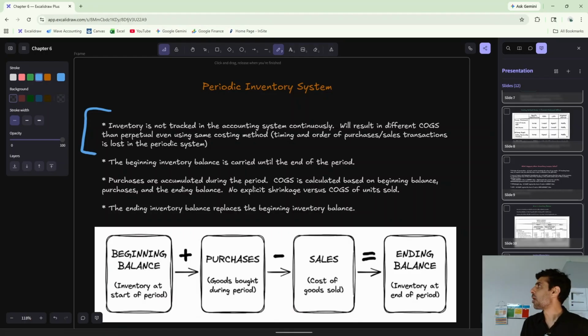Not all businesses have that. Like a small business, like a small retailer, they're not gonna maybe invest in that level of sophistication. And so maybe what they're gonna do is just do physical counts at the end of each period.